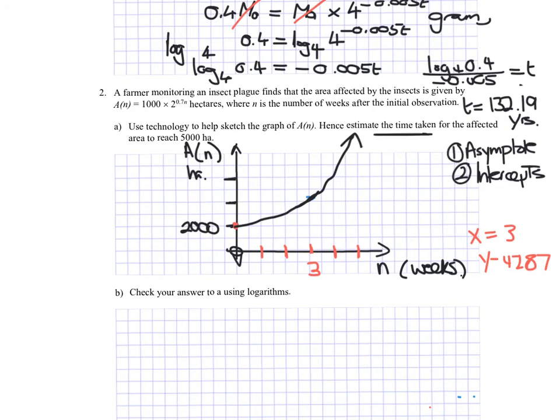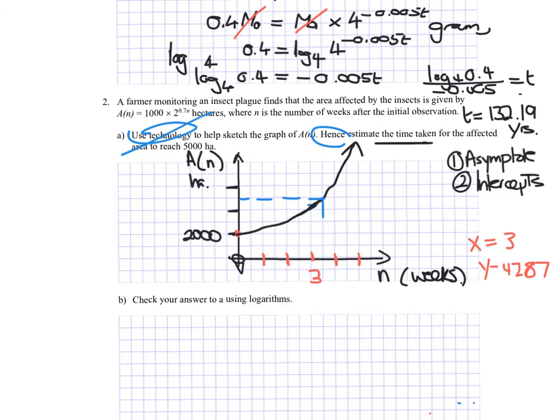All right, so then we can just do the next bit, how to estimate the time taken. Really important. If you've got 2 bits in a question, circle the bits and don't forget them. So do that bit, cross it out, and then do the next bit. So to reach 5,000 hectares, 5,000 would be across here, and then go down. And so that's going to be approximately 3.5 weeks. Okay, it's going to be approximate, that's fine.